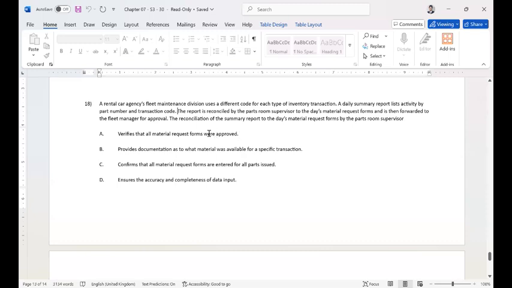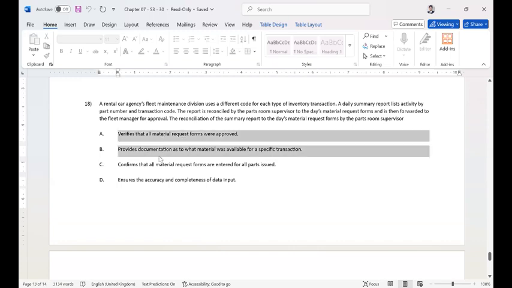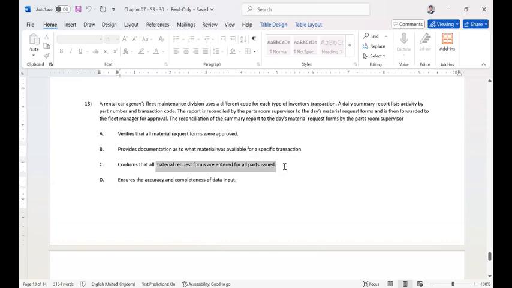The question does not talk about an approval. Provides documentation whether material is available for a specific transaction, not really. A and B, confirm that all material requests are entered for all parts issued. Partially, I suppose. You can check that for all activities, whatever parts issued, there is a material request form. I lean more towards C and D. Ensure the accurate and complete data input.